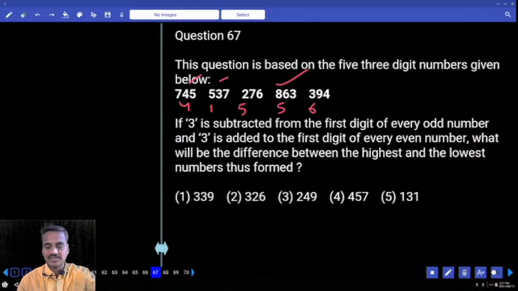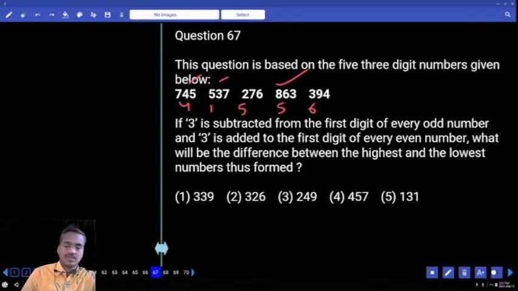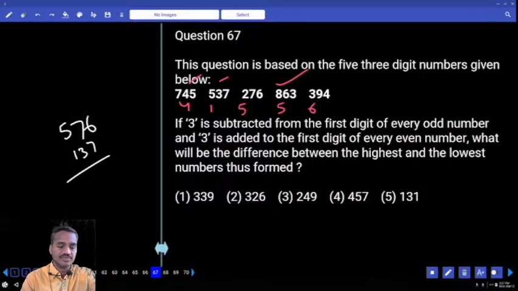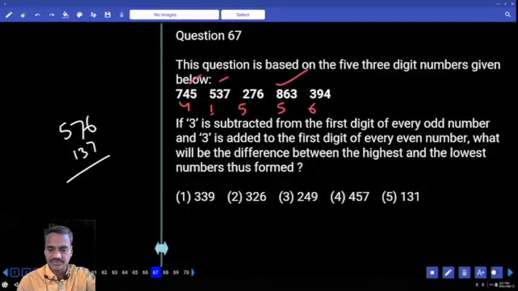Now the highest number. What is the highest number we have? The question asks for the difference between the highest and the lowest number. Now the highest number, 576 or 563? 576. Then the lowest is what? 137. Now the difference between these two. What is the difference between these two here? My difference is 5. Now 537. Now this is the first number.